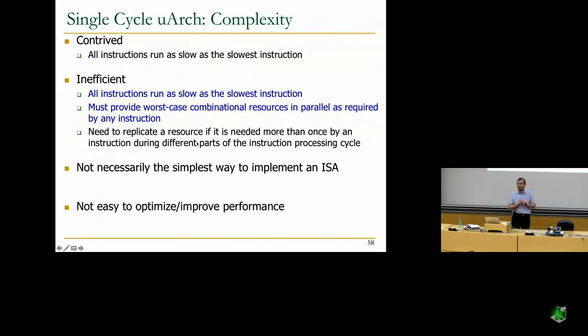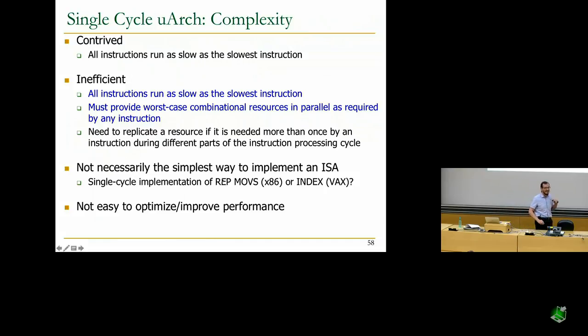We just saw that for load word, you need to have a memory to fetch the instruction, and you need to have a memory to fetch the data of the instruction. So, two ports to the memory. As a result, this is not necessarily the simplest way to implement an ISA. And actually, there are much more complicated instructions than what we've dealt with so far.